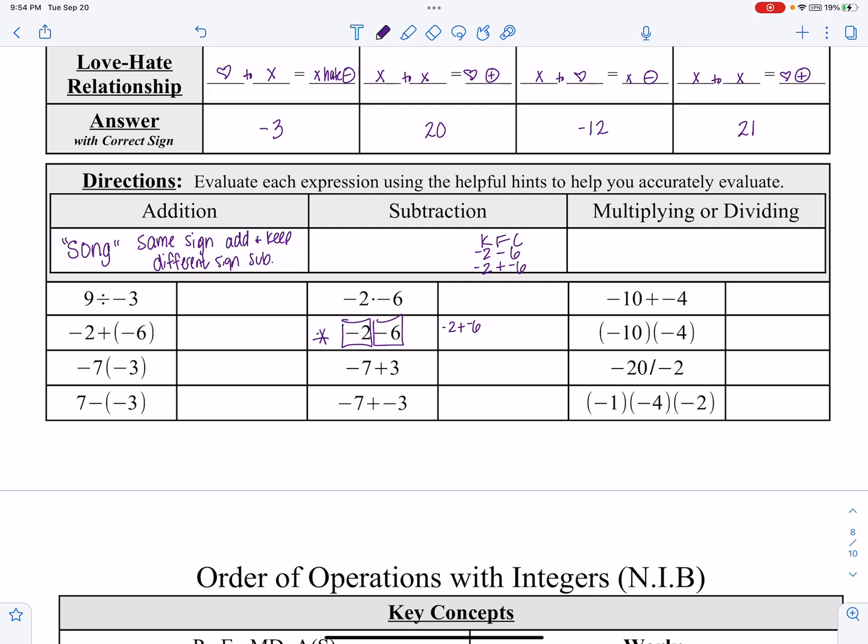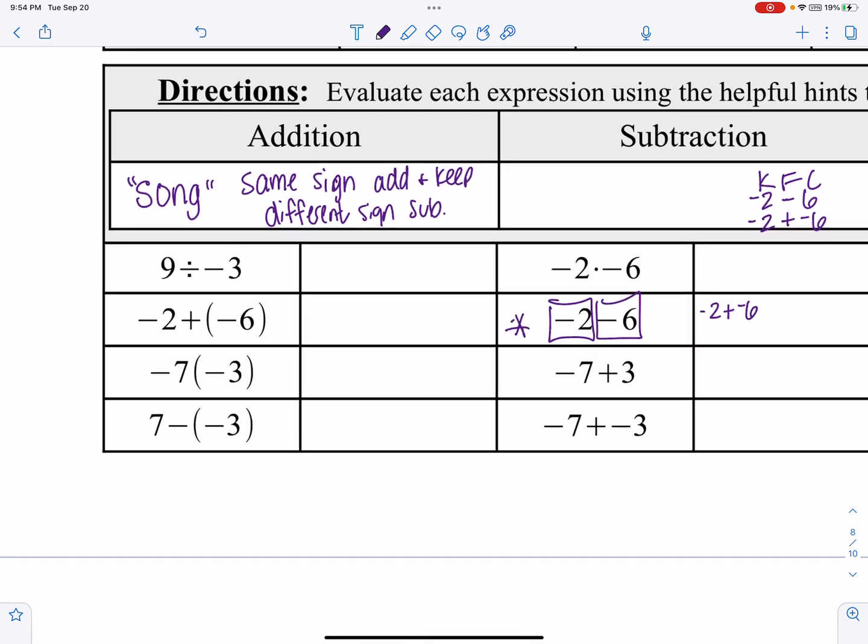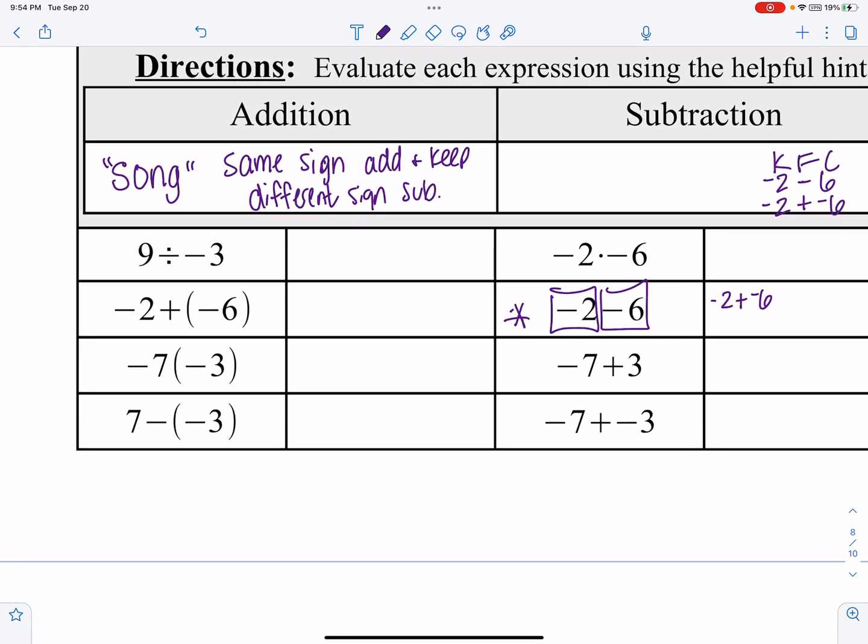All right, now our multiplication or division, we have our two tricks, which are sleepy eyes, and that can be drawn like that. We also have our love-hate relationship to help solve that, or we can just think about our trick of, we know if the signs are the same, then it's always going to be positive. If they're different, they're always negative. So let's go ahead through these and see how you did.